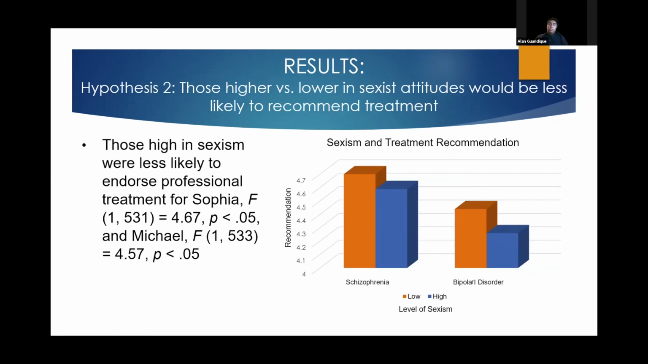Our second hypothesis, those higher versus lower in sexist attitudes would be less likely to recommend treatment, was fully supported, with those high in sexism being less likely to endorse professional treatment for Sophia's condition as well as for Michael's condition.